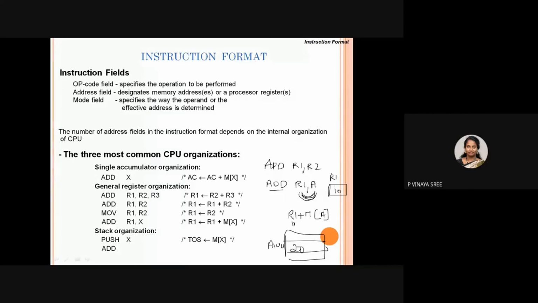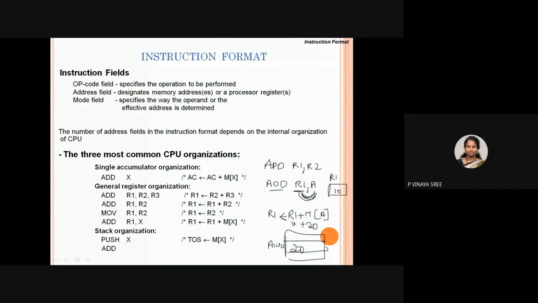The data present in R1 and the data present in the particular address, 20, are added, and the result has to be stored. In which one? Again this will become the destination. So it stores the result in R1. This is an example where I consider one of the operands as memory so that you can understand even more clearly.